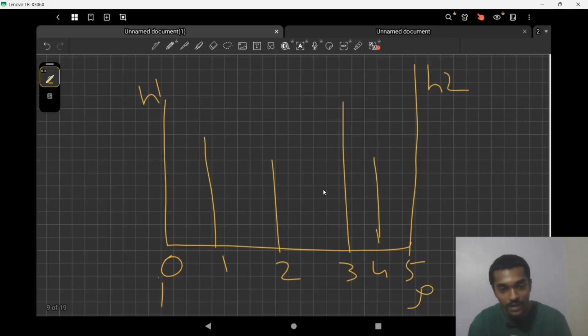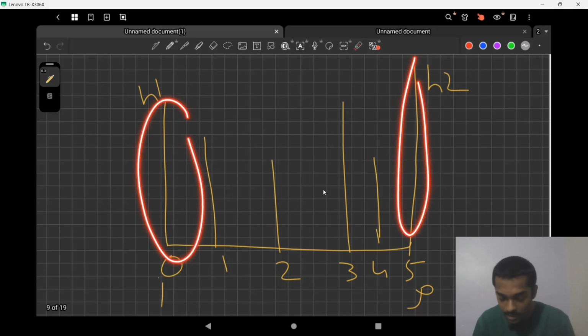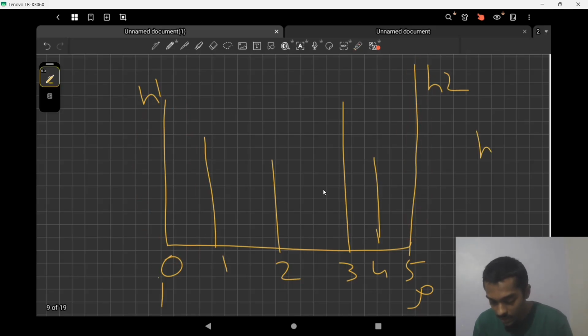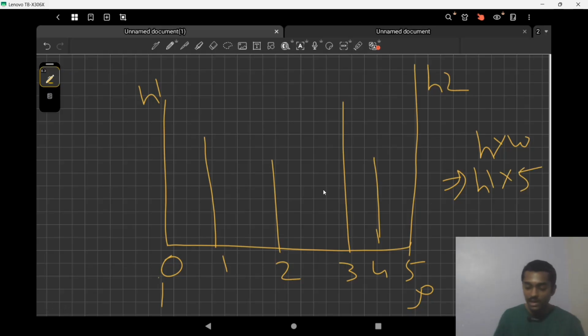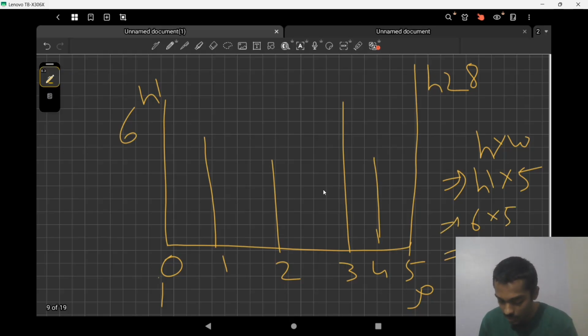We have two pointers, i and j. The area between height 1 and height 2 is height into width. We have to take the minimum height, and the width is 5. This height is 6 and this is 8, so 6 into 5 is 30. So the area is 30. Now, in which direction do we have to move?